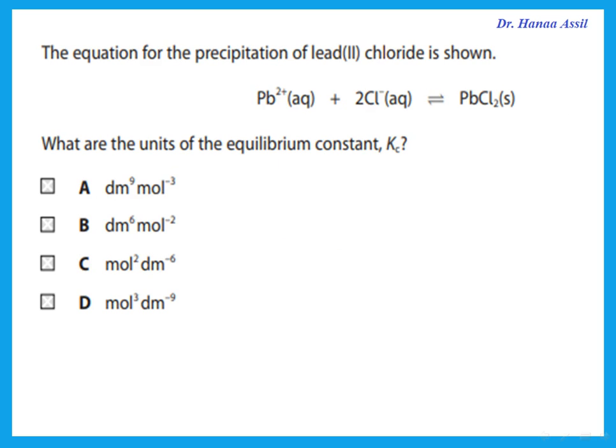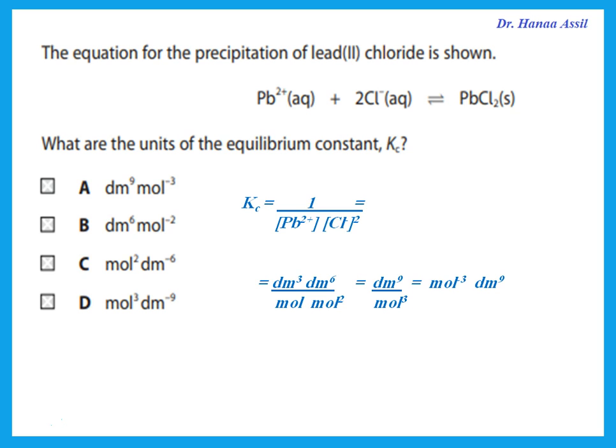The equation for precipitation of this is shown. What are the units? Again, I want to write Kc. We do not include solids. So the Kc for this reaction is just 1 over the reactants. And then you put in the units. Remember, each concentration is mole per decimeter cubed. If it is to the power 2, that is mole to the power 2, decimeter to the power 6. And that means my resulting units are decimeter to the power 9, mole to the power minus 3.